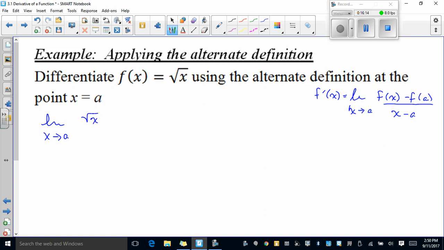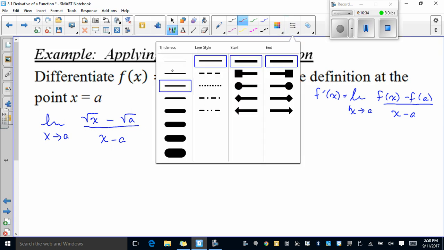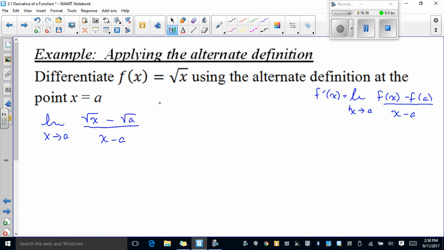Now, if I plugged a in, I'm going to get 0 over 0. And this is going to be usually the case on these. So we have to do a little bit more math. Now, this is one where we're going to rationalize the numerator. Rationalizing the numerator just means take this guy but change the middle number to plus instead of minus. So I'm going to get square root of x plus square root of a over the square root of x plus the square root of a.